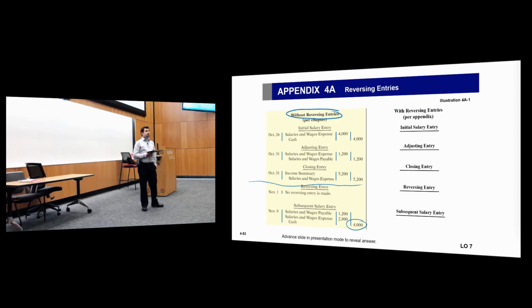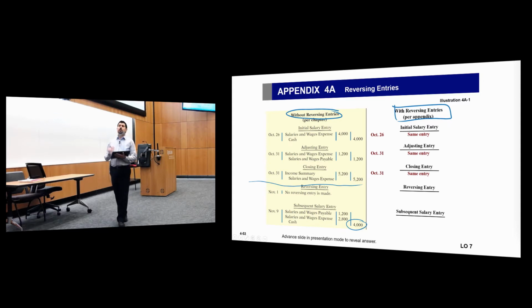On the other hand, the other way will be to do it with reversing entries. So the first 3 transactions are the same. The first 3 entries are the same until the closing. In other words, the reversing entries will not affect the previous period. You are not making any changes to the previous period. This is it. We close the books.